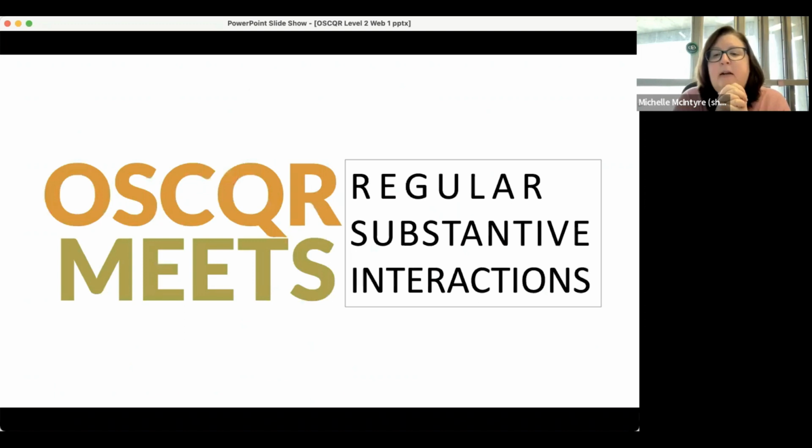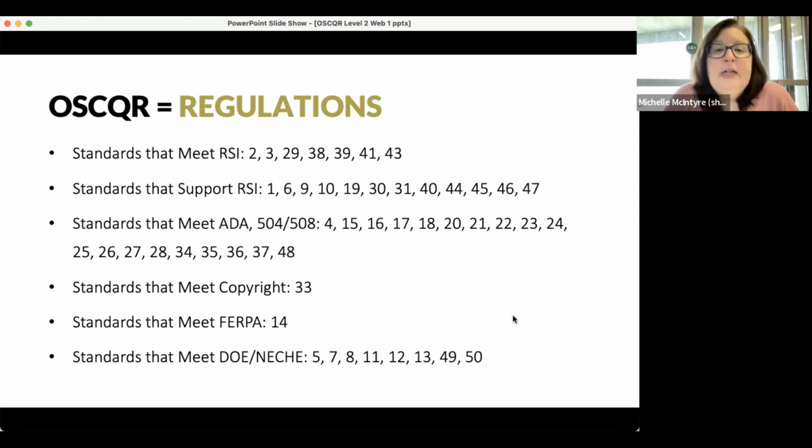OSCQR meets regular and substantive interactions. It was built by SUNY Online to meet the RSI and continues to be updated every time they change the law and regulations for RSI. And not only that, OSCQR also has more. So OSCQR equals regulations.